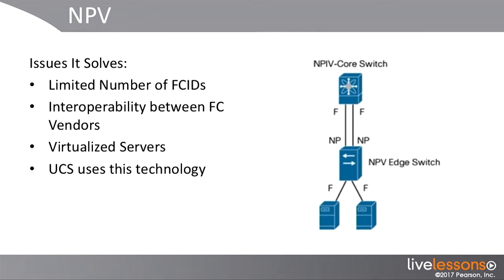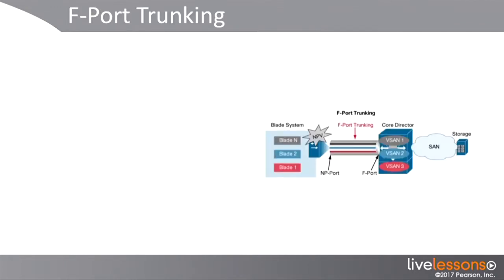Now normally, these connections between the NP switch, which is the host, and the NPV switch, which I think of as the server switch or the parent switch, are more like access ports or fabric ports, as you can see in the diagram, which normally have a single VSAN associated with those. But with a feature that Cisco has called F-port trunking, we're actually able to take that F-port and run multiple virtual storage networks across that single port.